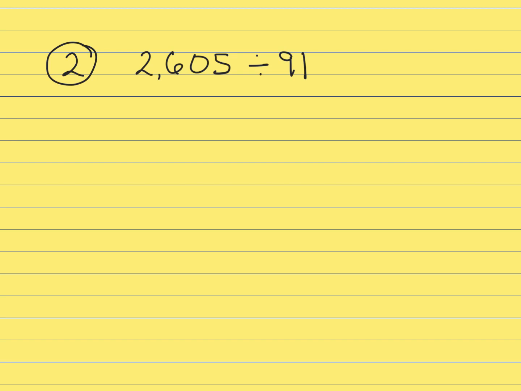Okay, so I'm going to round 91 to 90. And I'm thinking of my multiplication facts. And I know that 27 can be divided by 9. So I'm going to round this to 2,700. And then I'm going to find my estimate.